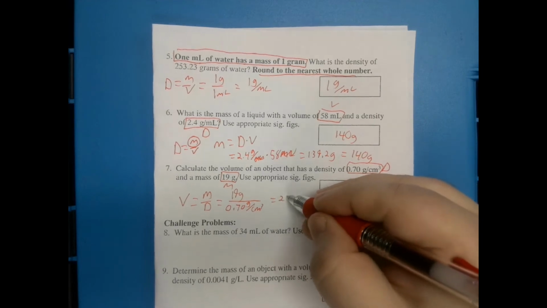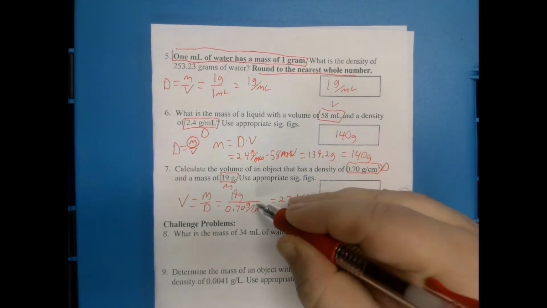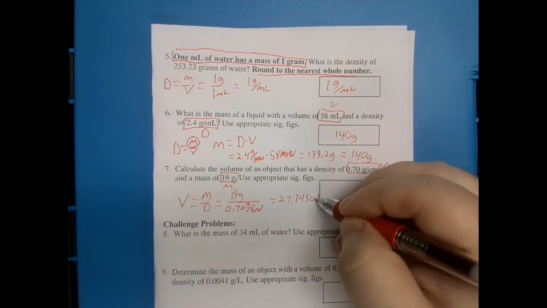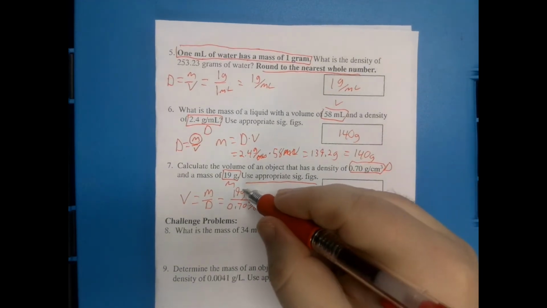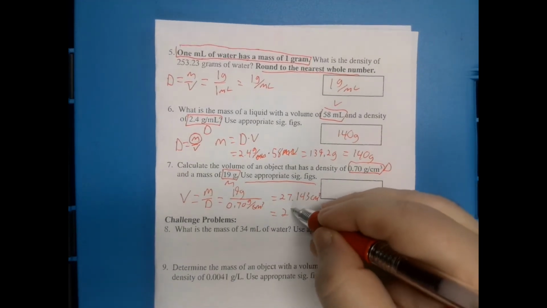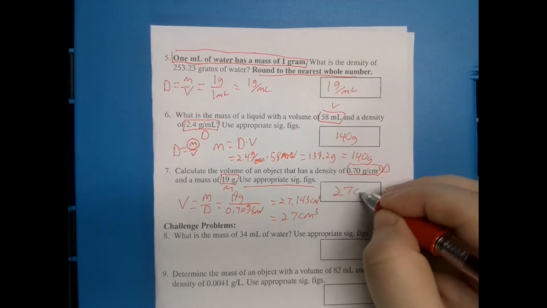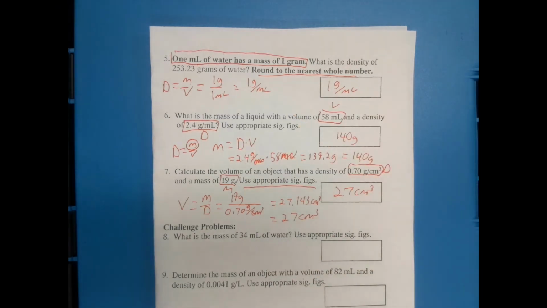And that equals 27.143 cubic centimeters, because grams cancel each other out. And using appropriate significant figures, this has 2, that has 2, so we round to 2 significant figures. This is the amount of work you should be showing at the very minimum.